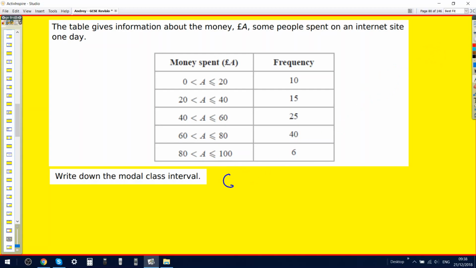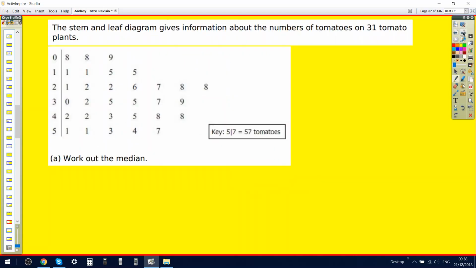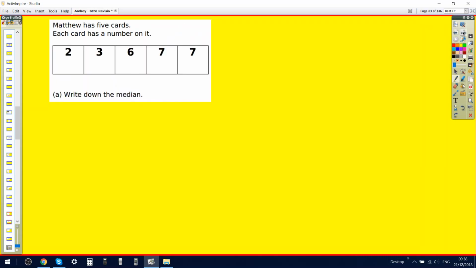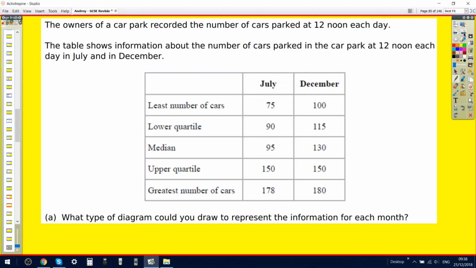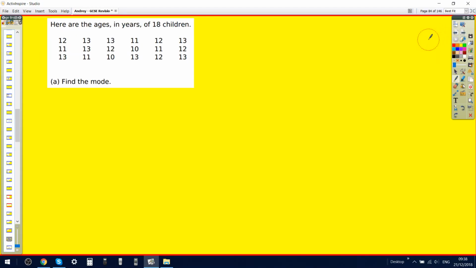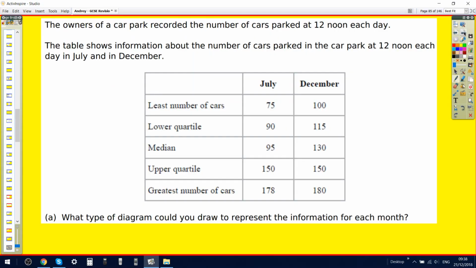Is it 60 to 80? Yeah, that's fine. Median. We did this stuff, I believe. Median, 6. Grand. Hang on, I better do it. Mode. Probably 13. Yeah. Okay. Good.